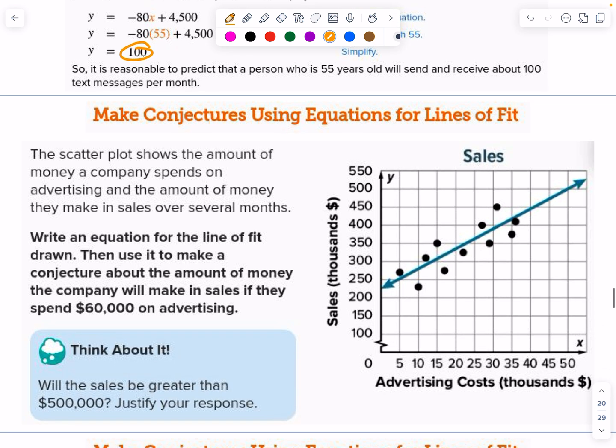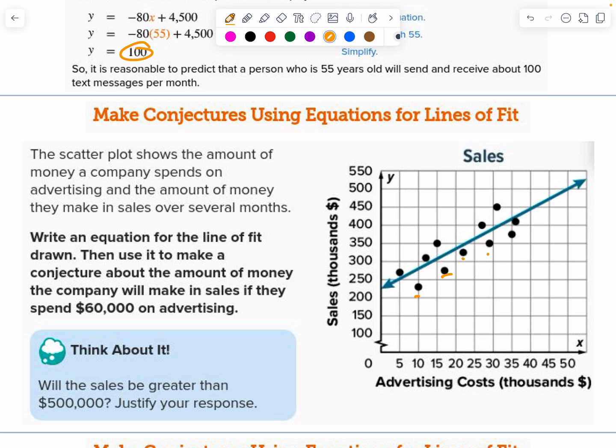Okay. The scatter plot shows the amount of money a company spends on advertising and the amount of money they make in sales over several months. So they drew our line here. Write an equation for the line of fit drawn, then use it to make a conjecture about the amount of money the company will make in sales if they spend $60,000 on advertising. So remember, we are not picking these individual dots. We are picking clean intersections on the graph.